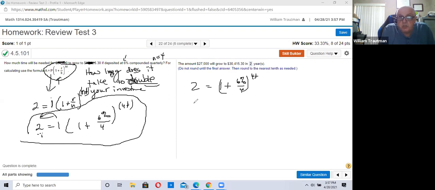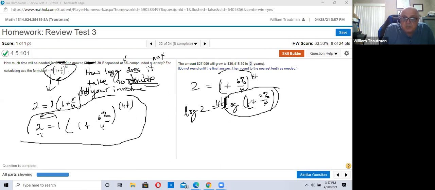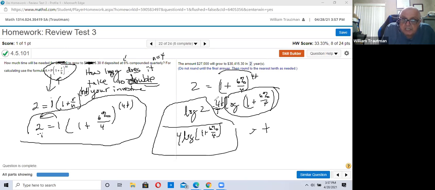Next, I'm going to log both sides, same as I did last time. Log both sides, 1 plus 6% over 4. When you log it, this 4t can come down in front of it. I'm going to take this log to the other side by dividing by log of 1 plus 6% over 4, and I'm going to take this 4 to the other side by dividing. So t equals this in my calculator. How long will it take to double?